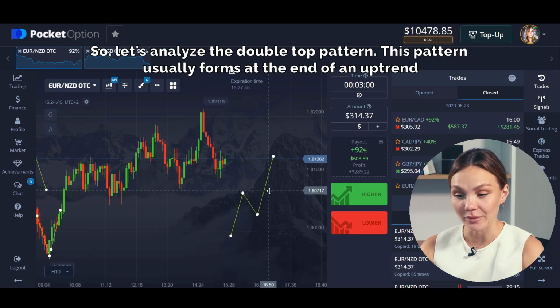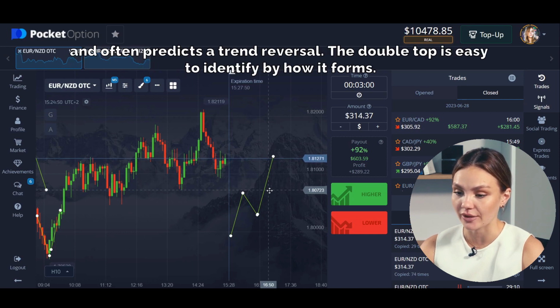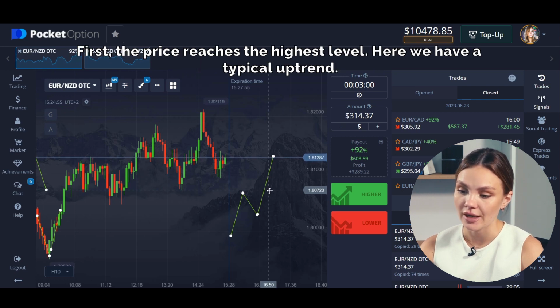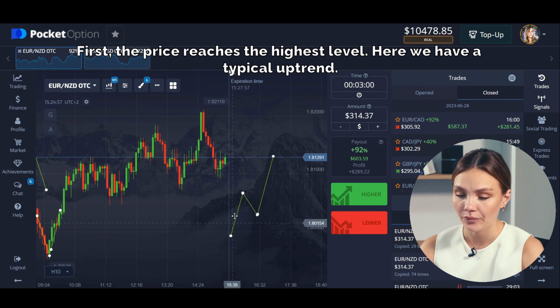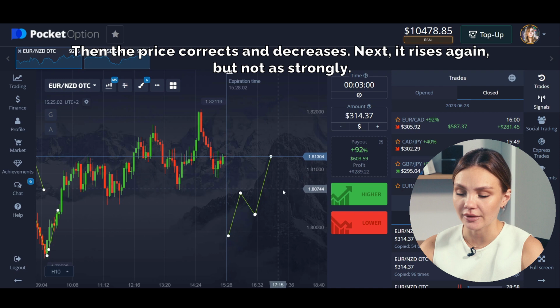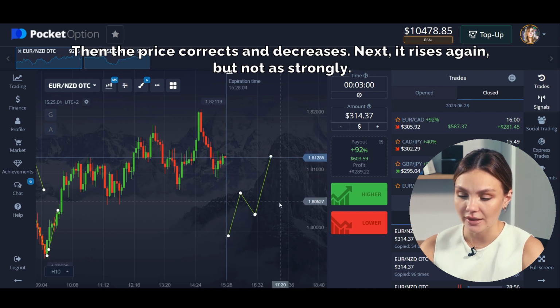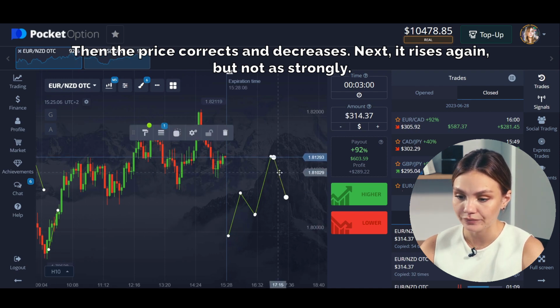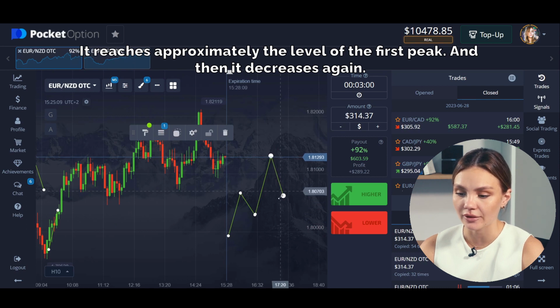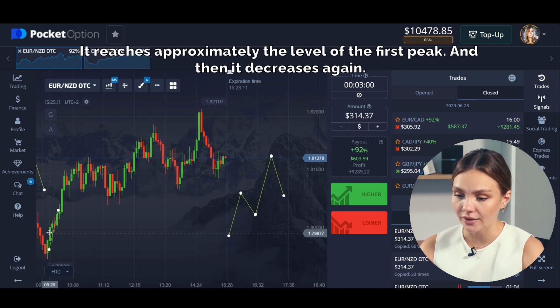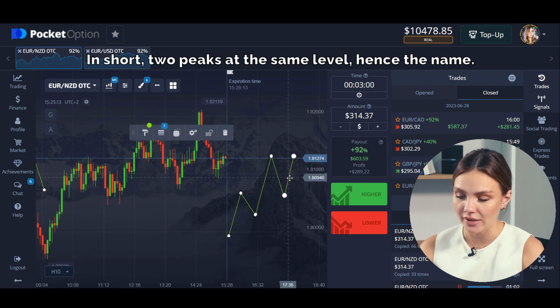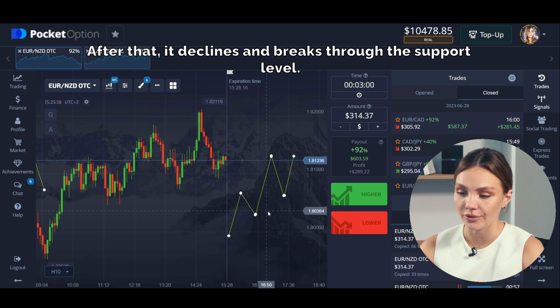So let's analyze the double top pattern. This pattern usually forms at the end of an uptrend and often predicts a trend reversal. The double top is easy to identify by how it forms. First, the price reaches the highest level. Here we have a typical uptrend. Then the price corrects and decreases. Next, it rises again, but not as strongly. It reaches approximately the level of the first peak, and then it decreases again. In short, two peaks at the same level, hence the name. After that, it declines and breaks through the support level.